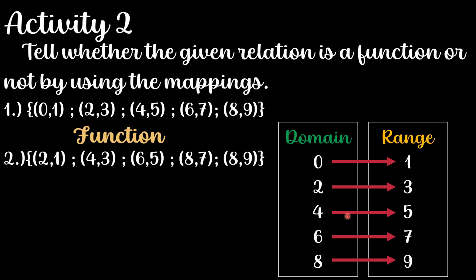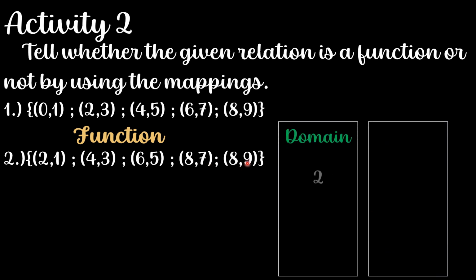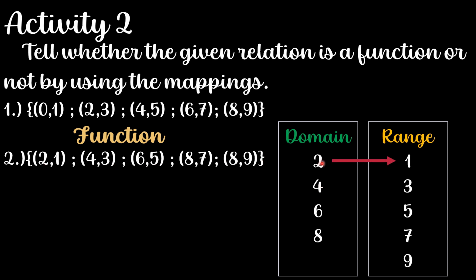Now let's have number 2. We have this the relation 2 and 1, 4 and 3, 6 and 5, 8 and 7, 8 and 9. So let's separate the domain and range again. So we have the domain 2, 4, 6, 8, again 8. So pwede na siya dili isulat. Next is 1, 3, 5, 7, and 9. Now, 2 is paired to 1, 4 is paired to 3, 6 is paired to 5, and 8 is paired to 7. And lastly, 8 is paired to 9.